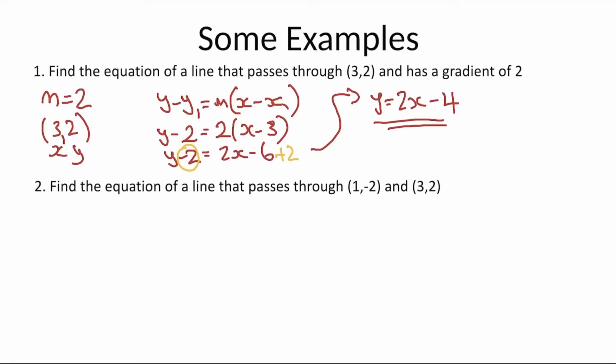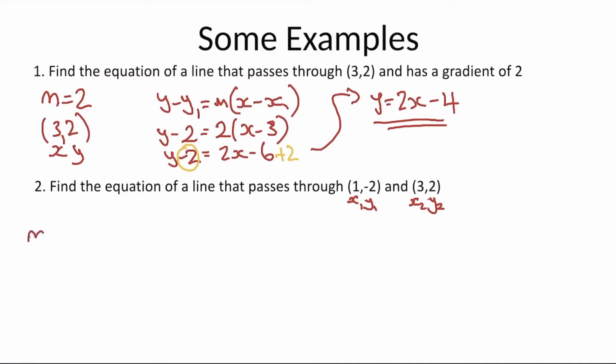Question number 2. It's very similar to the one we did on the other page. It's find the equation of a line that passes through 2 points. So you've got point 1, so x1 is 1, y1 is negative 2, and x2 is 3, and y2 is 2. Okay, first up, we have to find the gradient.